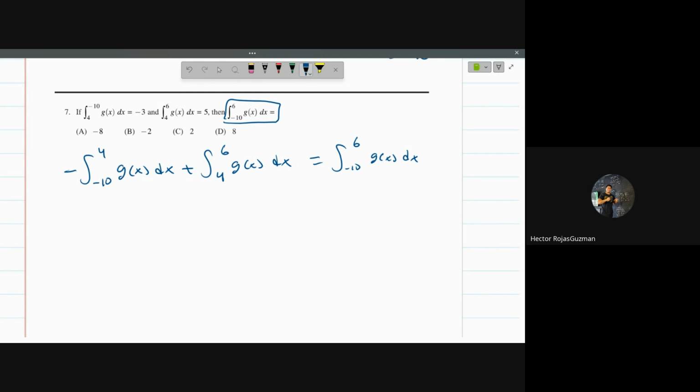So then we're good to go. Just go ahead and take the value of the integrals. This one right here is -3. The second integral is a +5. I probably should have written it the other way around. And then this equals 8. The answer here is D. And that's what the solutions say.